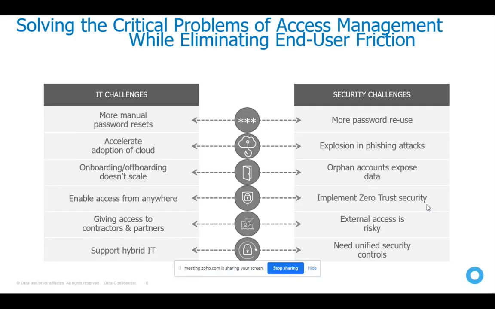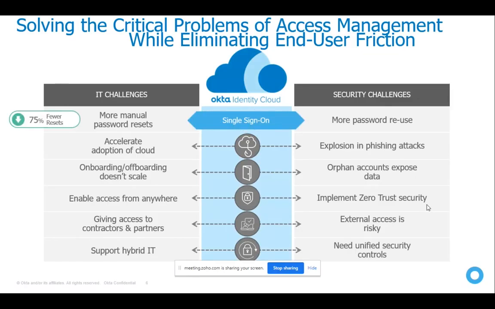And here's how Okta addresses critical problems of access management. You can see on the left side the IT challenges and on the right side the security challenges, with each IT challenge having a different security challenge. For example, if you have a challenge in your organization where you receive many manual password reset requests from the company's internal employees, the security challenge remains that they should not use the same password. So with Okta single sign-on, where they only have to remember one username and password, these requests can be reduced by 75%, and it can save the IT admin team time and workload.